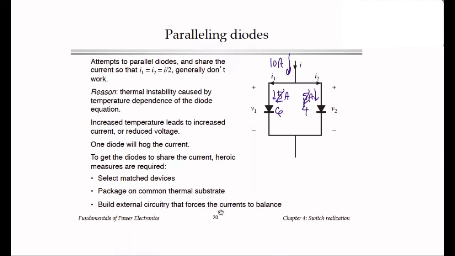We can sort devices and select matched devices. We can package them on a common thermal substrate so they run at the same temperature. And if you want to build a high current module of diodes, that's exactly what's done. Or we can try to build some external circuit that forces the currents to balance between these two diodes. Usually that circuit takes a lot of work to make work, and generally what we would rather do is find a large enough diode and just use one.